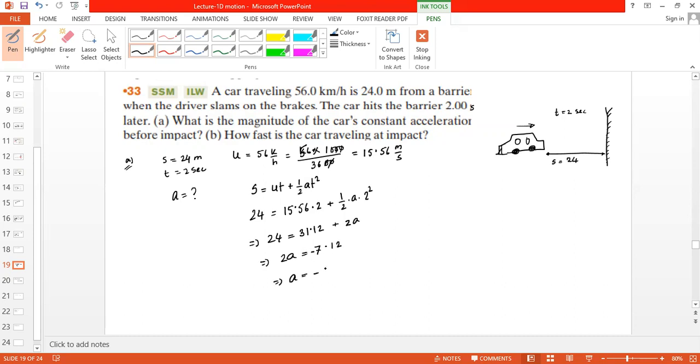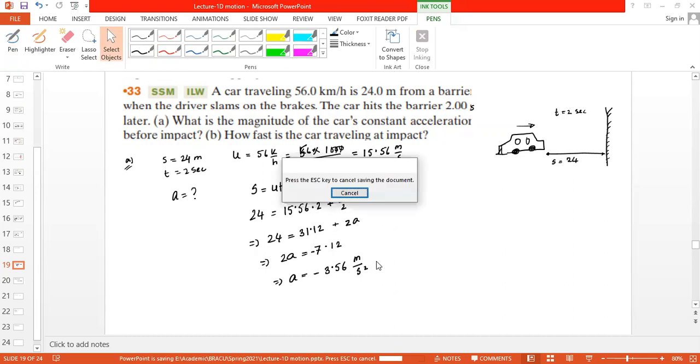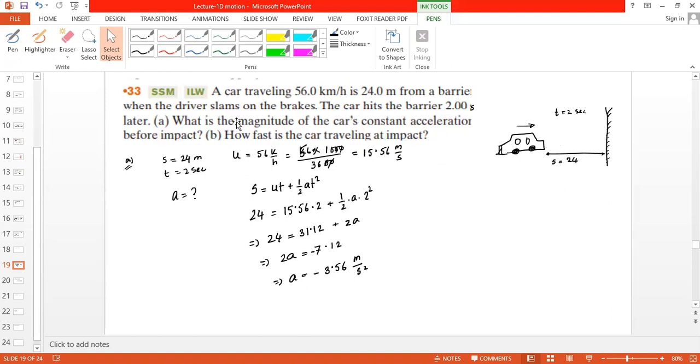So this should be like 3.56 meter per second square. So this is the value of acceleration. Clear? And then in part B, it is asking for how fast the car is traveling at the impact.